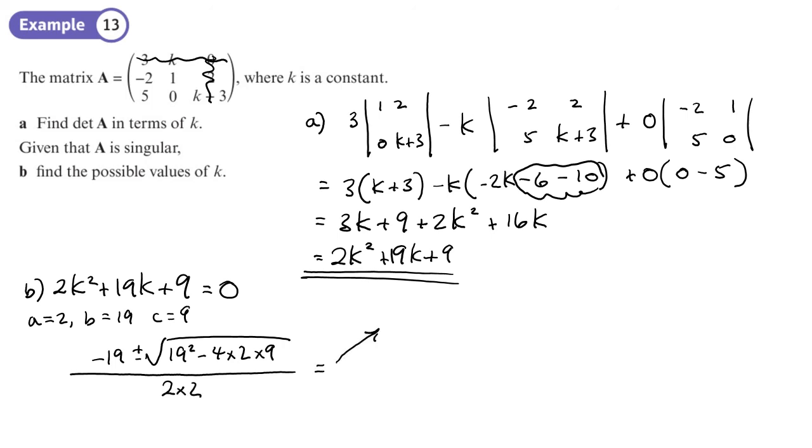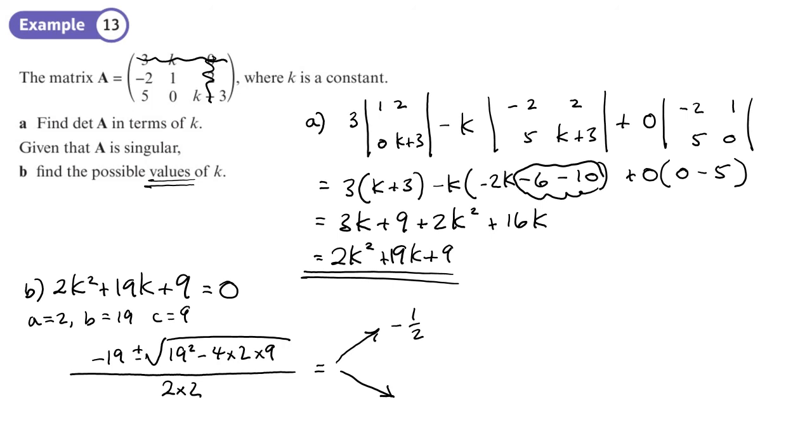So what do we get as solutions for that? It does say possible values, so I'm expecting there to be 2. So let's just type that in, big fraction sign, negative 19. Let's do the plus first. Square root 19 squared minus 4 times 2 times 9. Go down to the bottom of the fraction, 2 times 2. So I get negative a half as one solution. Now if I just scroll back and change that plus to a minus, I then get negative 9.